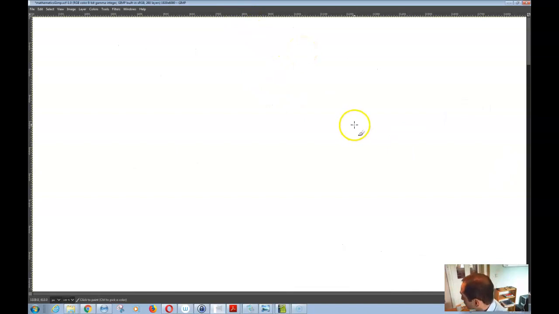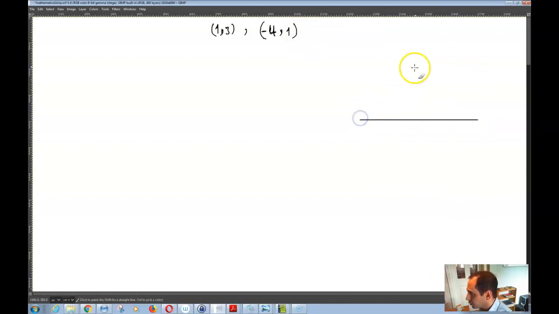So the question is, the hypotenuse of a right angle triangle has its ends at the points (1, 3) and (-4, 1). Find an equation of the legs, or the perpendicular sides, of the triangle. So suppose that you have this: 1 comma 3 is 1, 2, 3 over here, and negative 4 comma 1 is 1, 2, 3, 4, and comma 1 over here.